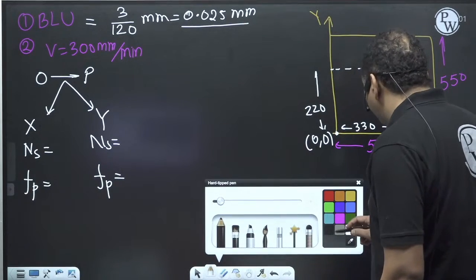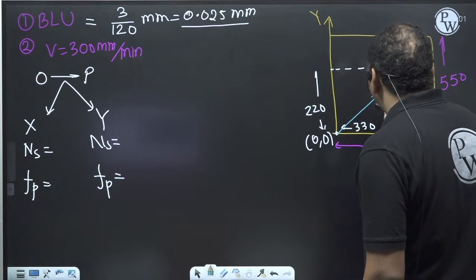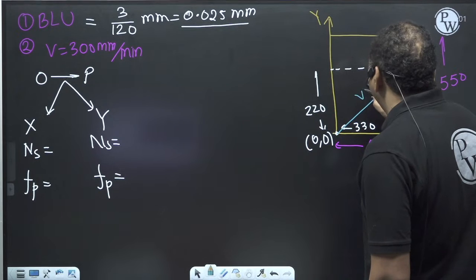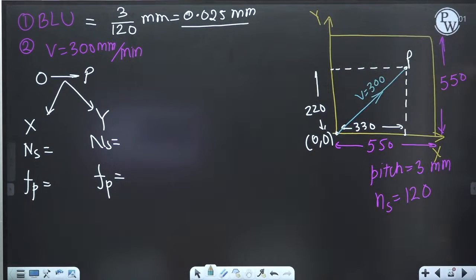I will do some different color. This velocity is v, and it is 300 millimeters per minute.